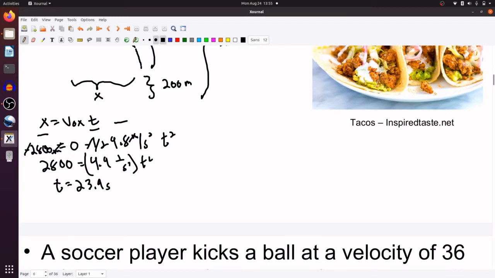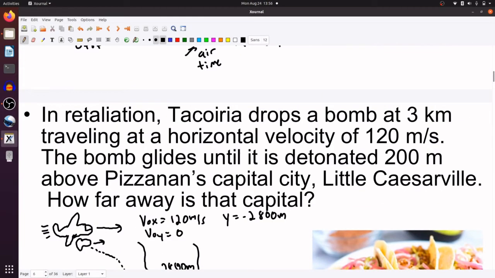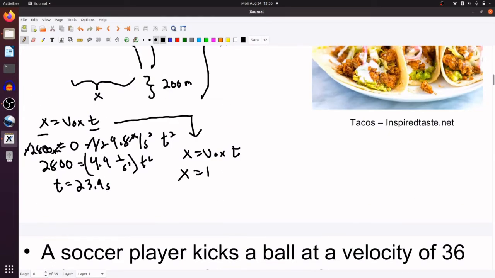So then we need to figure out the horizontal distance. So x is equal to v naught x t, or x is equal to 120, almost said 50, times 23.9 seconds. So I take that times 120. I get roughly 2,869.